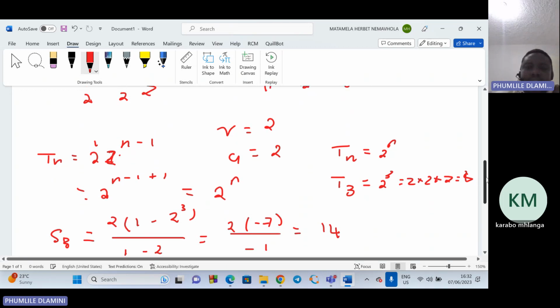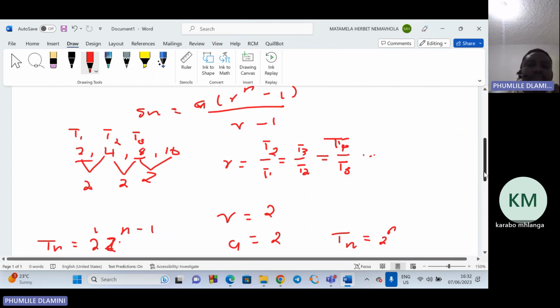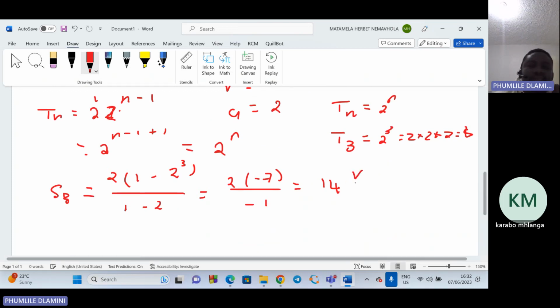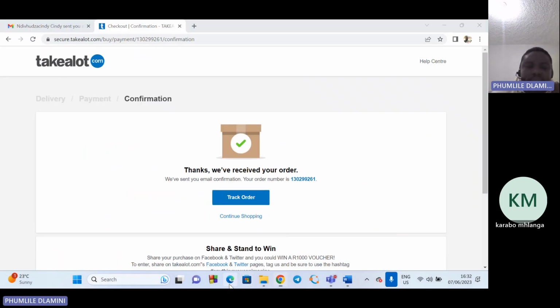So if we add these first 3 terms, 2 plus 4 is going to be 6. 6 plus 8 is going to give us what? 14, which is exactly the right answer. So I was just proving to you that the sum for geometric sequences works. So now let's check the question paper.